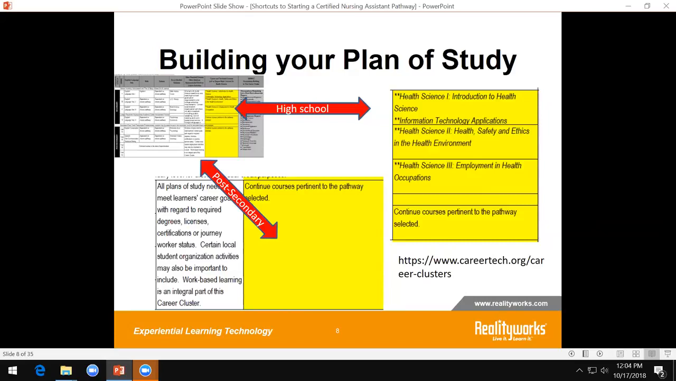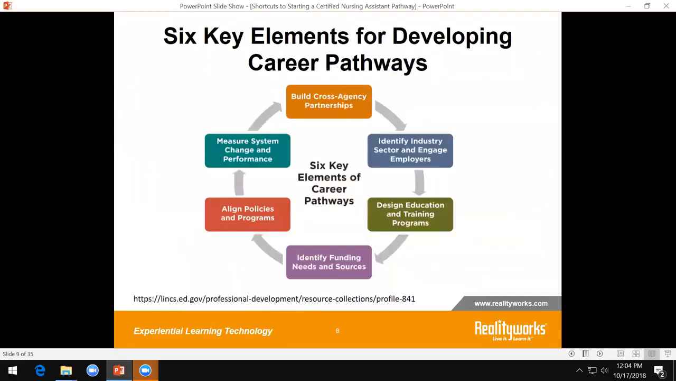Now we'll share some resources that can help you build out this plan, but first let's consider what makes an effective CNA program. Here are the 6 key elements for developing career pathways. These elements are important to consider for any pathway that you develop, including health science. Some of these, and these are cyclical, so they build on each other, are building cross-agency partnerships, identifying industry sectors, and engaging employers. You need to be asking employers what they're looking for in their employees. Then you're designing the education and training program or plan of study around what employers are looking for.